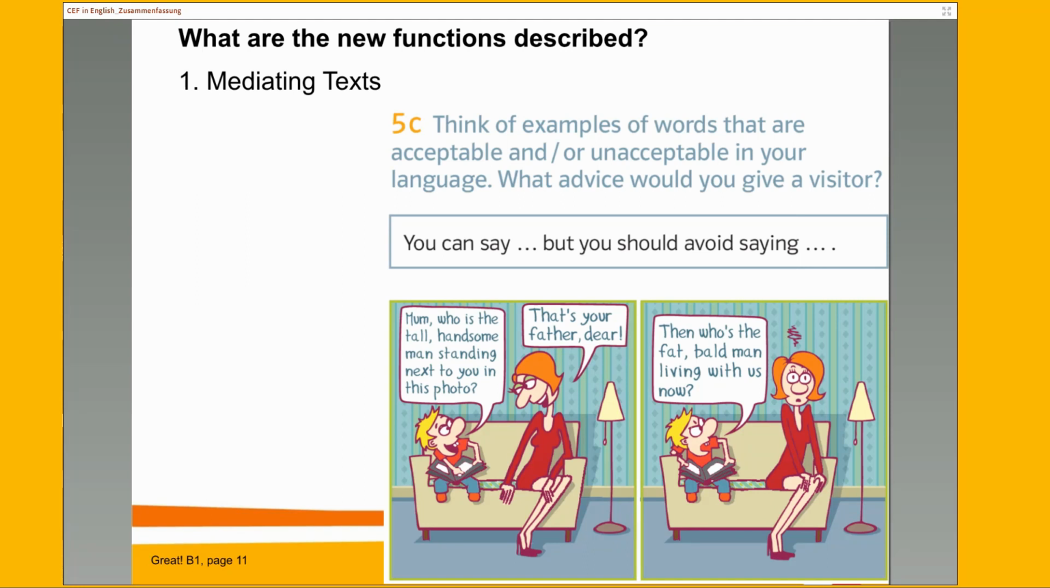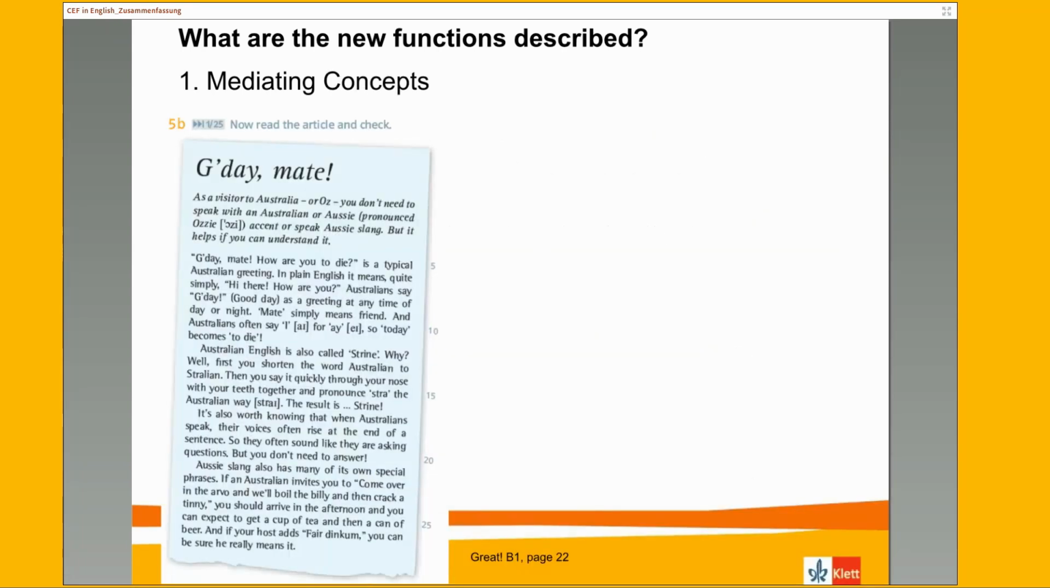The exercise that follows says, think of examples of words that are acceptable or unacceptable in your language. What advice would you give a visitor? And this is an example for mediating too. This is actually crossing the bridge to mediating concepts because there might be words or phrases that are acceptable or unacceptable in my language that you also know, but for you, the meaning is slightly different. So what is unacceptable in my language or in my dialect might be something perfectly acceptable in yours.